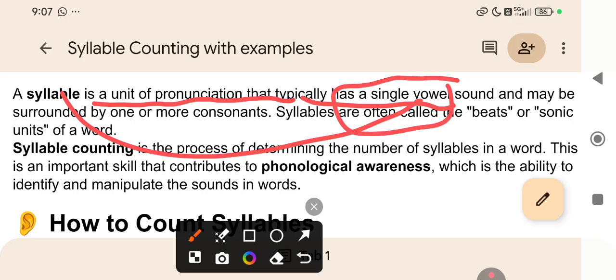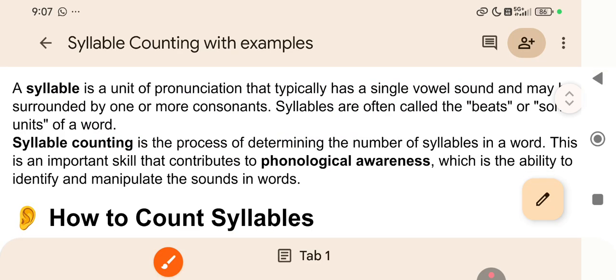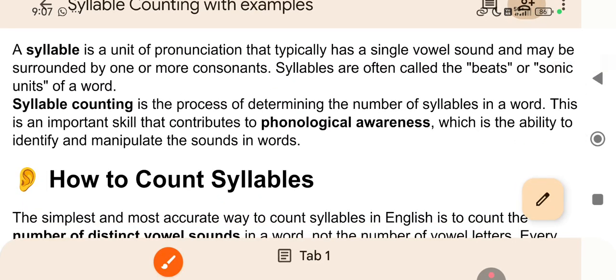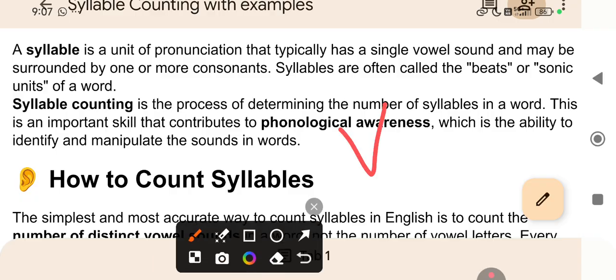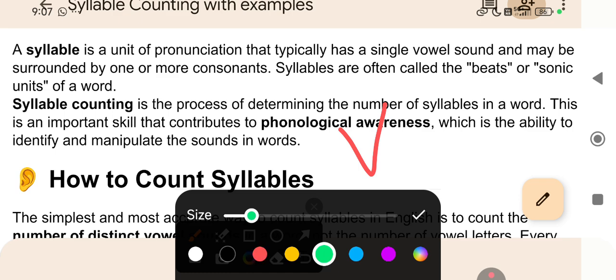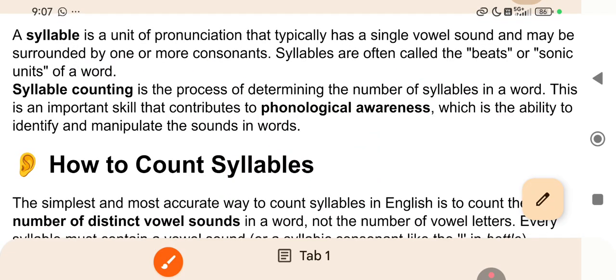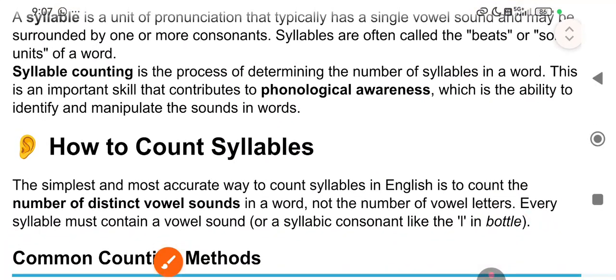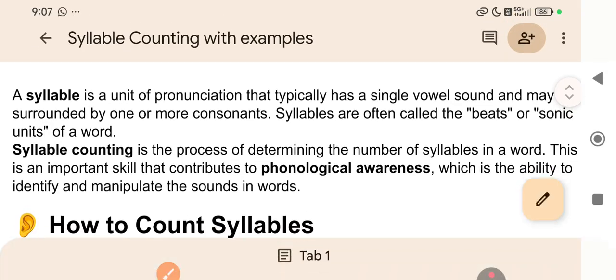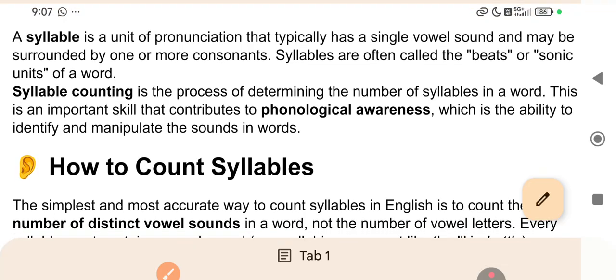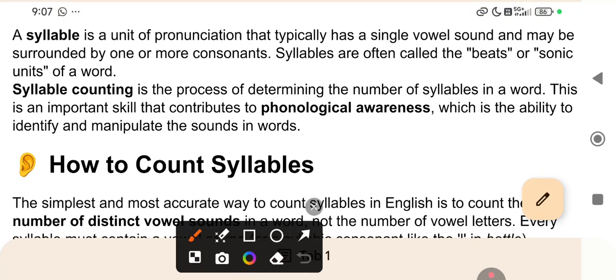Syllable means a single vowel or single vowel sound, right? Maybe surrounded, maybe not necessarily, and the other options are the parts before and after. Maybe surrounded by one or more consonants, so it may or may not be, right? Then syllables are often called beats, or sonic units of a word, right? So that is also called beats or sonic unit of a word, that is a syllable, right?